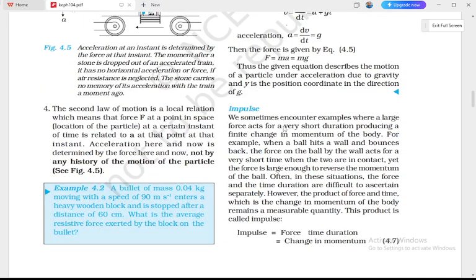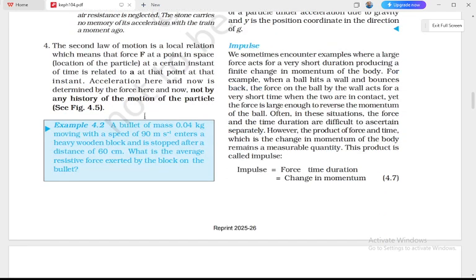There is another question. Now we will learn about impulse. We sometimes encounter examples where a large force acts for a very short duration, producing a finite change in momentum of the body. For example, when a body hits a wall and bounces back, the force on the body from the wall acts for a very short time when the two are in contact. Yet the force is large enough to reverse the momentum of the ball. Often in these situations, the force and the time duration are difficult to ascertain separately. However, the product of force and time, which is the change in momentum of the body, remains a measurable quantity.